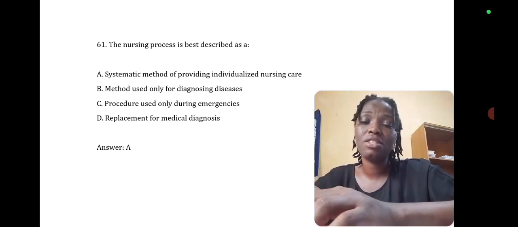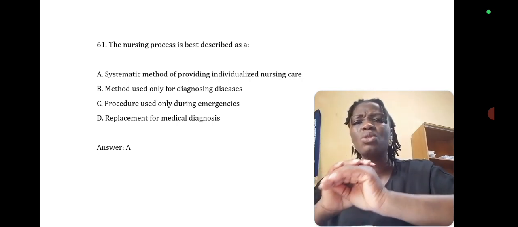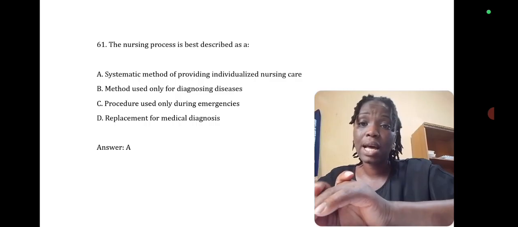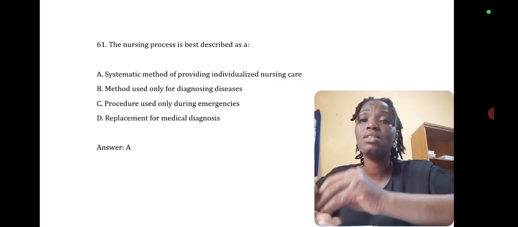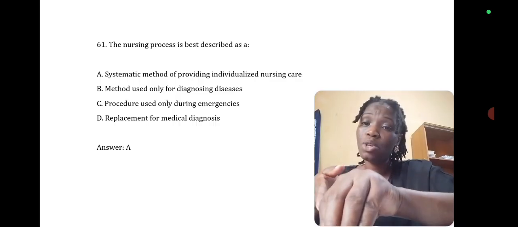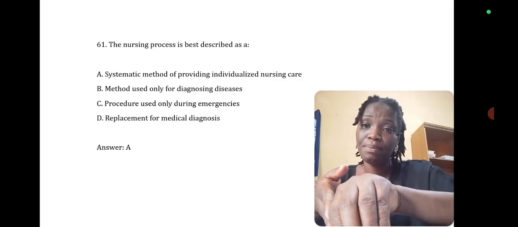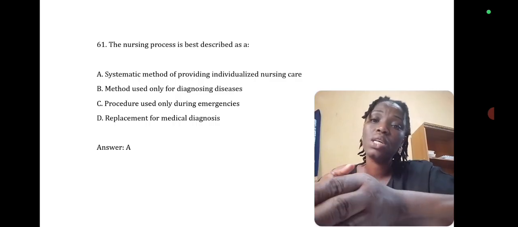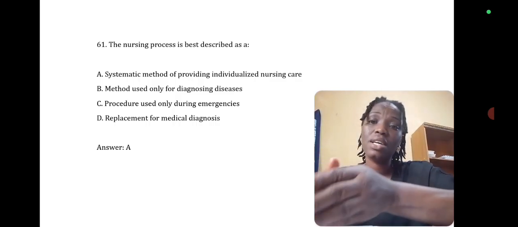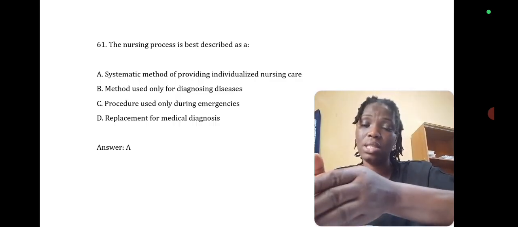After assessment, the next thing you do is to diagnose these patients. Nursing diagnosis is different from medical diagnosis. In nursing diagnosis, you must relate that disease condition to a symptom or a sign or a complaint. You must relate it. That's why you always say pain related to this, skin integrity related to this. That is nursing diagnosis.